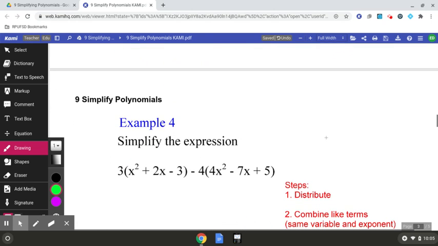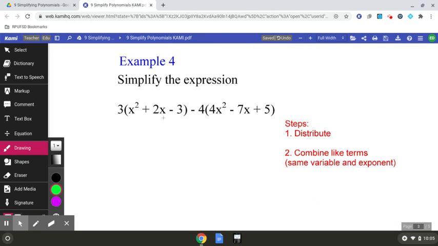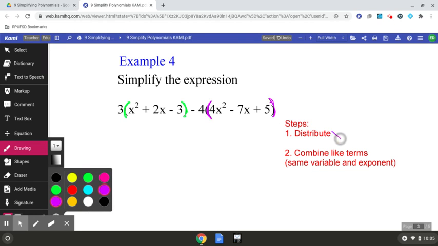Okay, so again, now we're doing the exact same thing. So we're taking the terms on the outside. We have 2 sets of parentheses here. So we have this first one, and then we have the second one, both of which we need to distribute first to get rid of. So let's distribute this 3. So 3 times x squared would just be 3x squared. 3 times 2x would be a positive 6x. And 3 times negative 3 would be a negative 9.